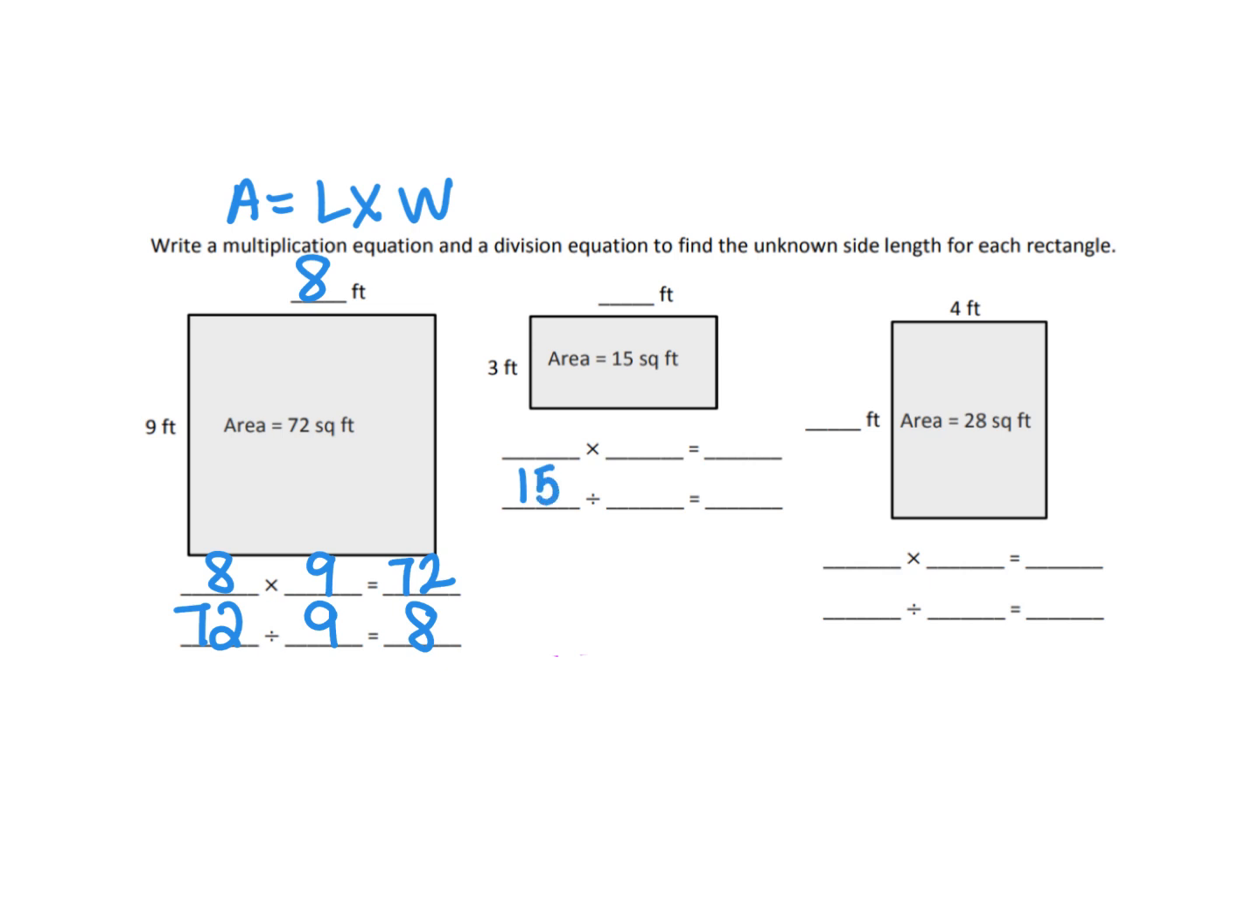15 divided by 3 equals 5. So now we know our missing side, 5 feet. 3 times 5 equals 15. And for the last equation, we know that we have the area, which is 28 square feet, divided by 4 equals 7. Now we have our side, 7 times 4 equals 28.